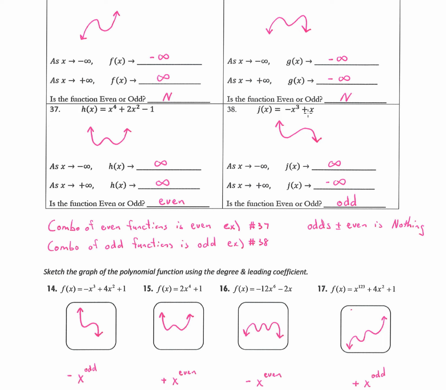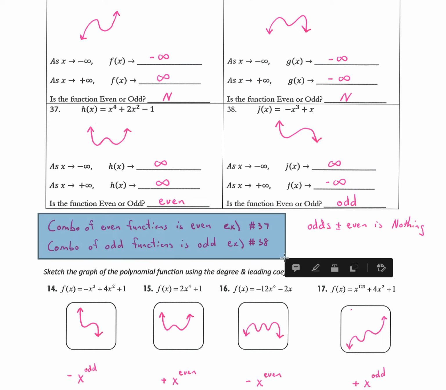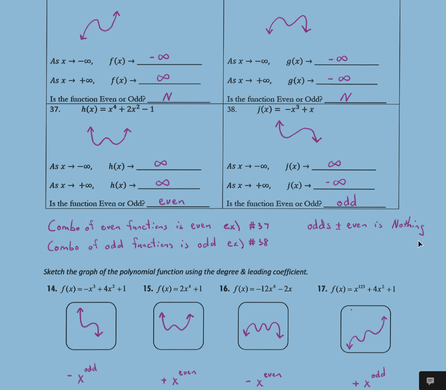This is two odd functions added or subtracted together, and that will be an odd function. It will have origin symmetry. It's a negative cubic, so we know it has that general shape, and then we can see that as x goes to negative infinity, the function goes up, and as x goes to positive infinity, meaning to the right, the function goes down. And again, this is just me reminding you that a combination of even functions is even, like 37. A combination of odd functions is odd, and odds plus or minus evens loses all symmetry.